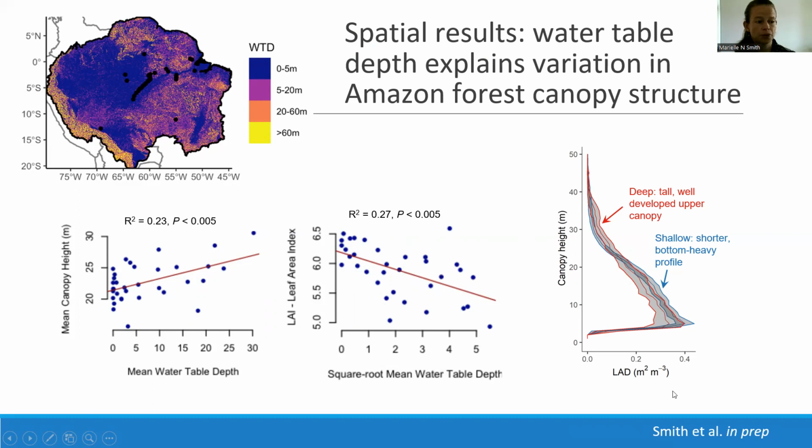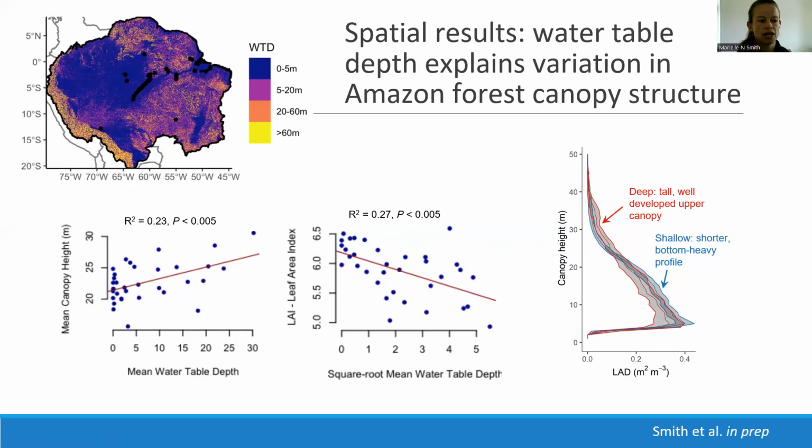In addition, water table depth distinguished the leaf area profiles of forests. And as we expected, the shallow water table depth forests tend to have a more bottom-heavy profile, and they're shorter. And the deep water table depth regions are taller and tend to have a more developed upper canopy.